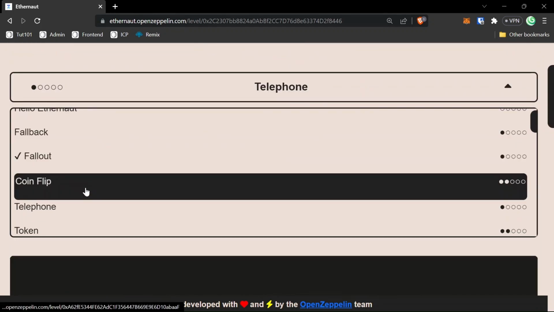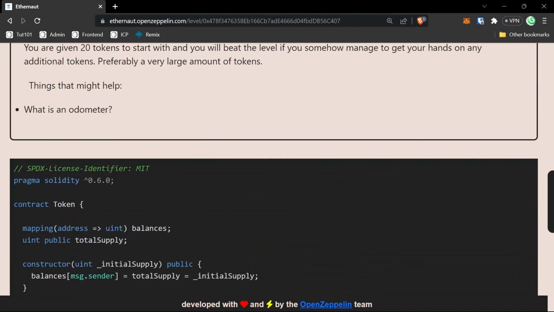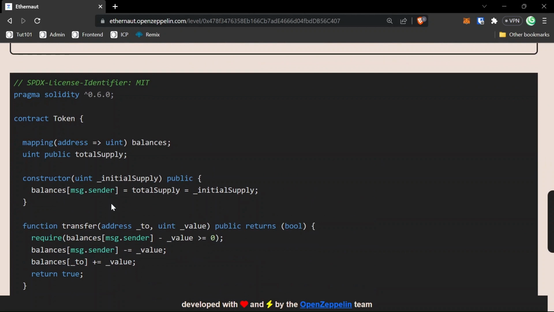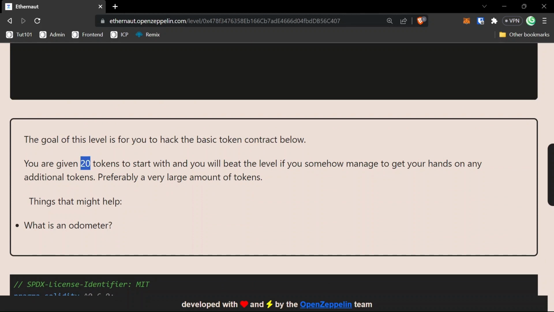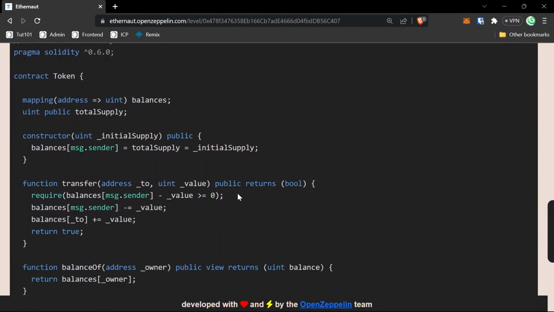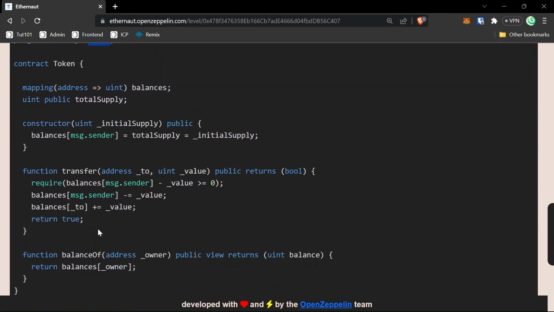The next one is going to be Token. With Token, we learned the importance of an arithmetic issue in Solidity, which was underflow and overflow, which was corrected, I believe, in Solidity compiler version 0.8. Here our goal is to drain all of the funds available, but we are only given 20 tokens. In the transfer function, we have a check that whenever we use it, our balance should be more than zero after subtracting the value. We did not do any overflow or underflow checks, and the version is 0.6, so there is underflow and overflow.